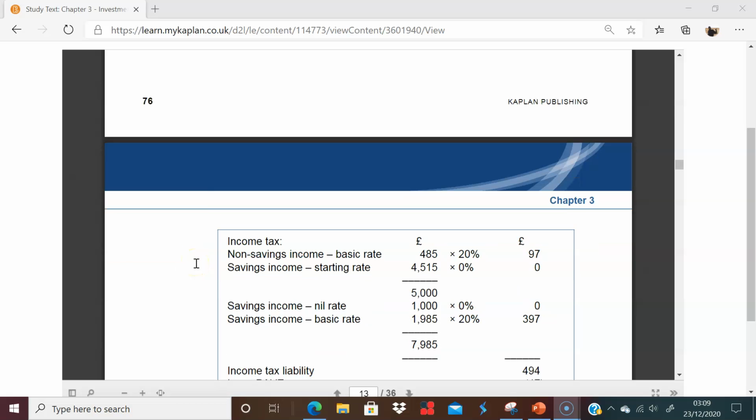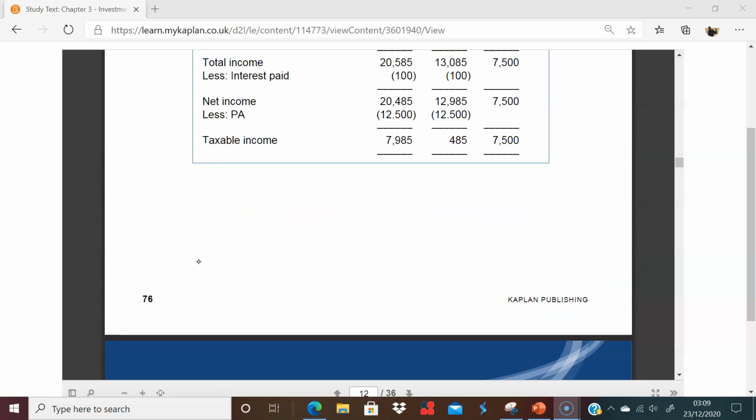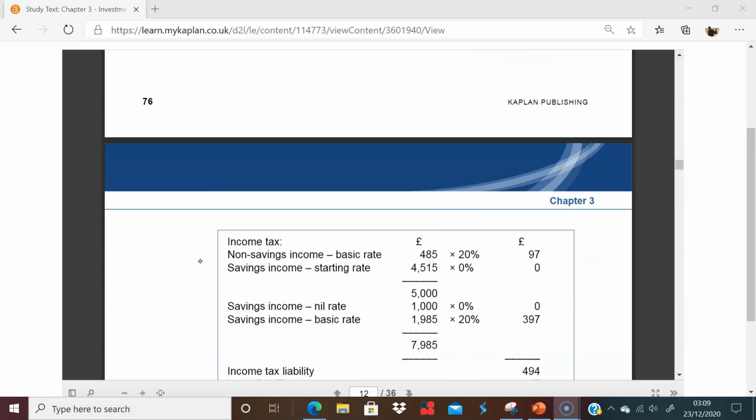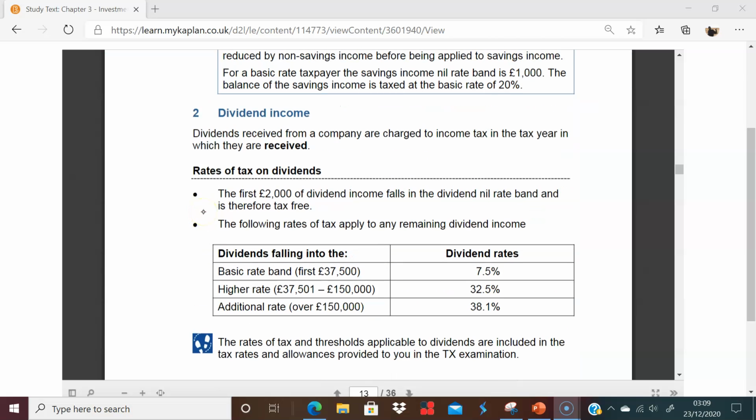So that's 48 gets taxed 20%. 4515 of this can be a starting rate, as well as the nil rate band of 1,000 at 0%, because it is a basic rate taxpayer, and then the rest gets taxed at 20% as normal. And that's how we deal with that. So once you get the tax liability, you can now deduct, of course, what it is that you have already paid, and therefore the balance becomes your income tax payable. Income tax payable, right? So again, it's just a question of laying things out clearly.